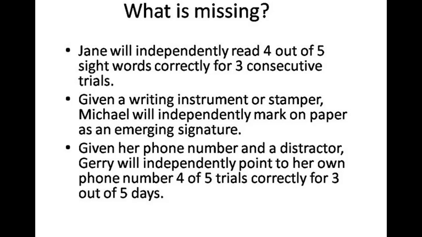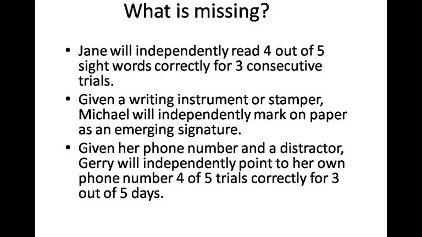In the second example, given a writing instrument or a stamper, Michael will independently mark on a paper as an emerging signature. What's missing there? Is it the condition, the behavior, or the criteria? Well, we know the condition. We see what he's being given. We know what Michael's going to do. We don't know to what degree or what accuracy level he's going to have to reach, or how we're considering him to be mastered and he can move to the next skill or the next level. So again, we're missing the criteria for mastery.